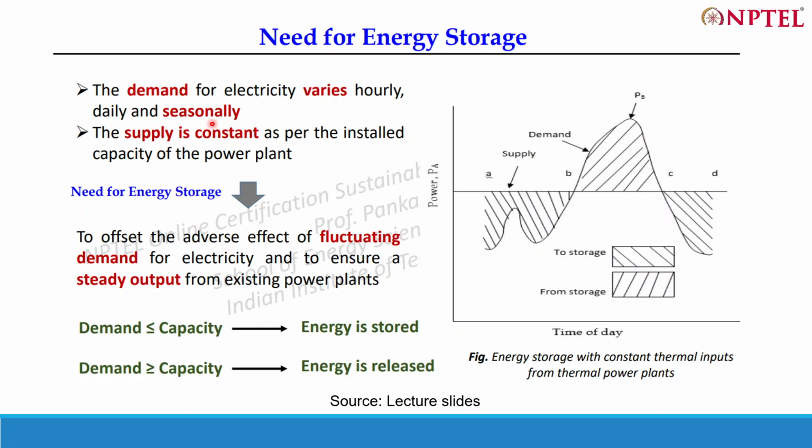Okay, the supply is constant, and to offset the adverse effect of fluctuating demand. So this is what it is talking about, to ensure the steady output from the existing power plants. So if demand is less than capacity, energy is stored like we see here, and if demand is greater than capacity, then energy is released. Okay, so by releasing we mean to fulfill the demand.